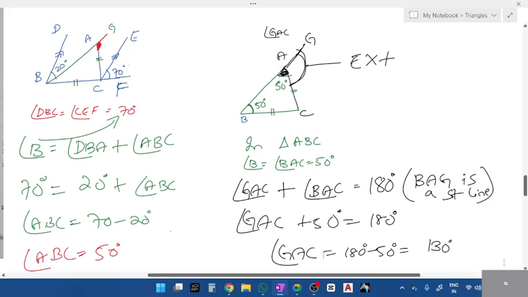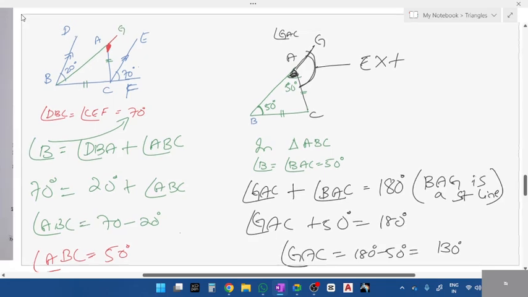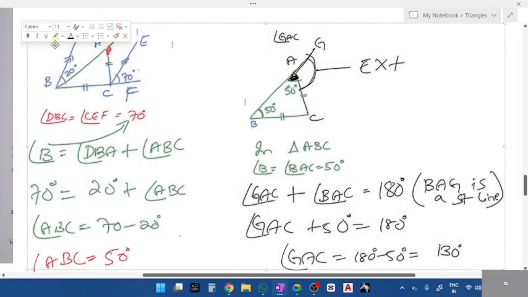All of you are completed? GAC 180, BAG is a straight line. This is how we are supposed to write. 3 marks question, for 3 marks. Shall we try the next one? Yeah, the next one is easy. I'll explain. You can try it later.